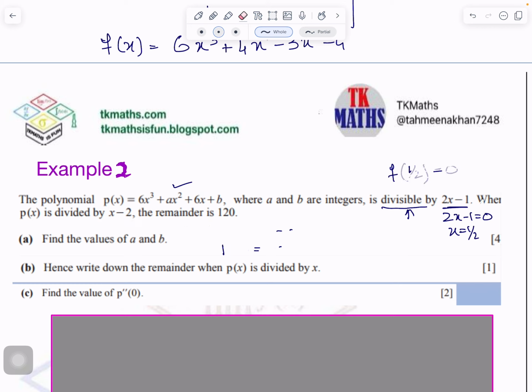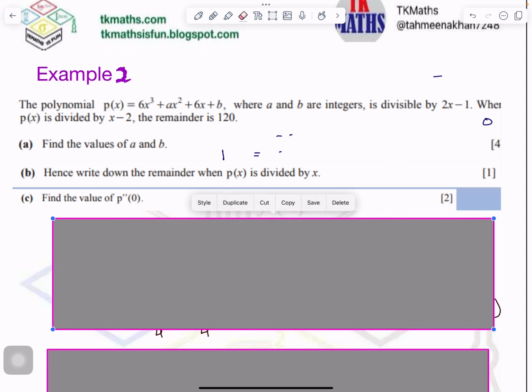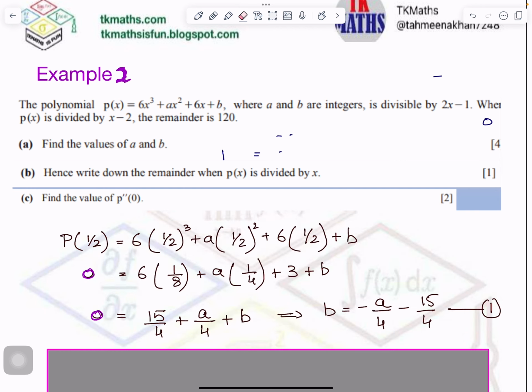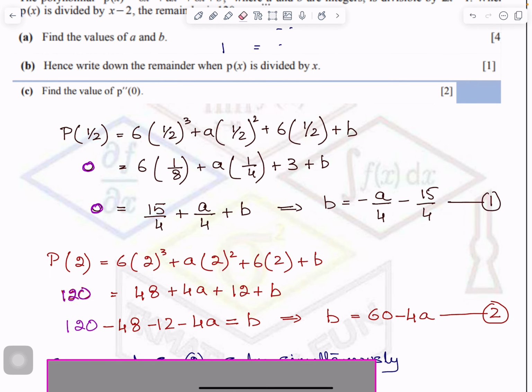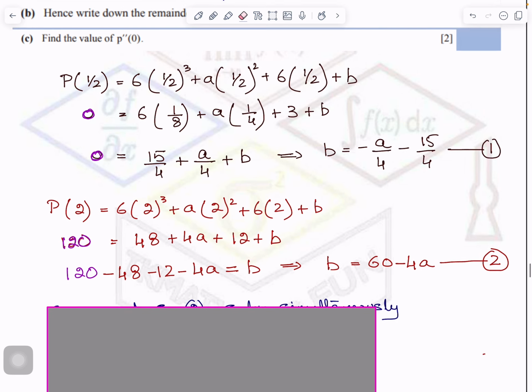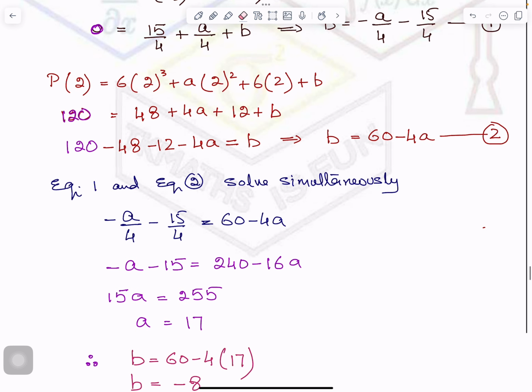I have done that simultaneous part for you here to save time. If you want to try it out, you can pause the video and do it, but I have done it here for you to get it quickly. Just give me a second. Okay, so here is my equation number 1 with the first condition, and here it is with the second condition. Then I am solving the two equations simultaneously. I got my values of a and b.